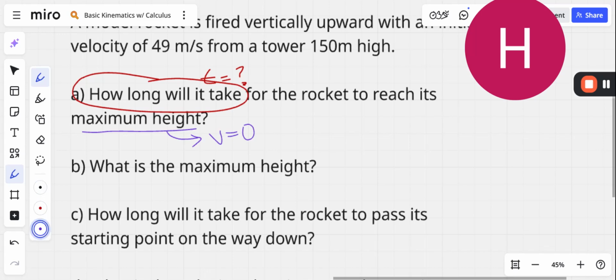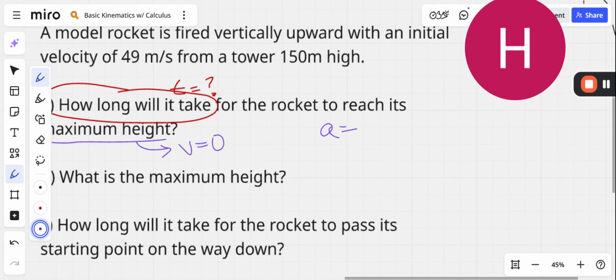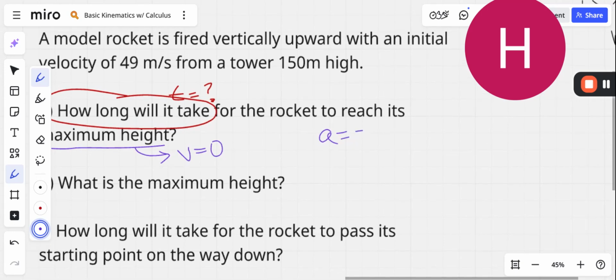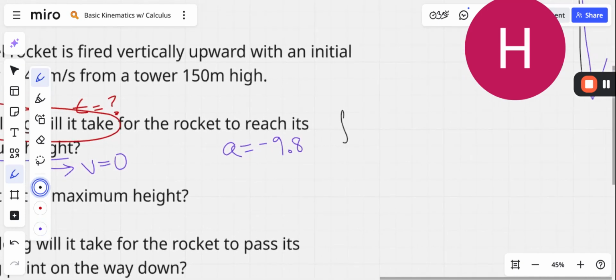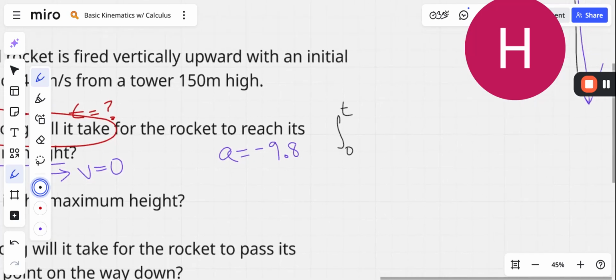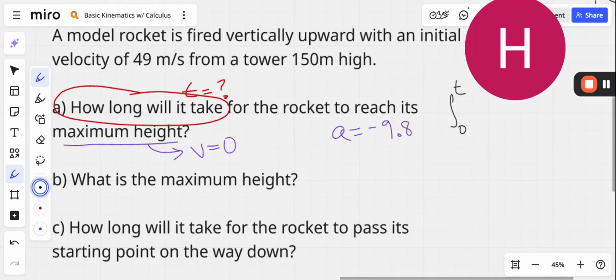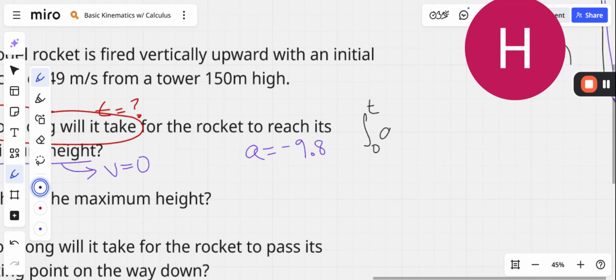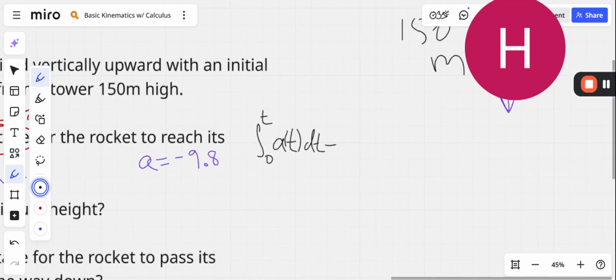Well, first of all, we know that a, since we're in meters, is equal to negative 9.8. And so we're going to take an integral from 0 to t. We don't know what the time is at the end of this situation. We don't know when it reaches its maximum height. That's actually what we're looking for. But we know that the integral from 0 to t of the acceleration is simply v of t minus v0, where v0 is the initial velocity.